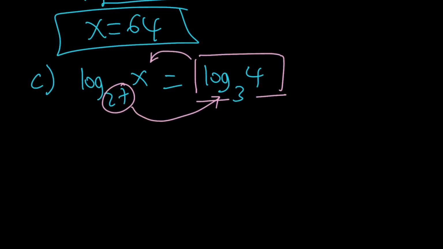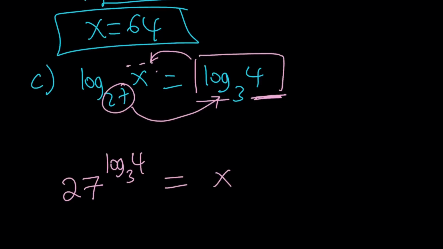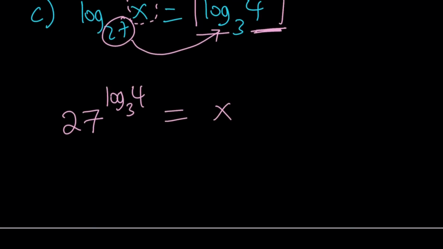So we have to come back here. So here's how it goes. 27 to the power, that is my exponent, log 4 with base 3, and that should equal x, this number. Okay? This is going to be the result of exponentiation because of definition of logs. Okay, so what am I going to do with this?